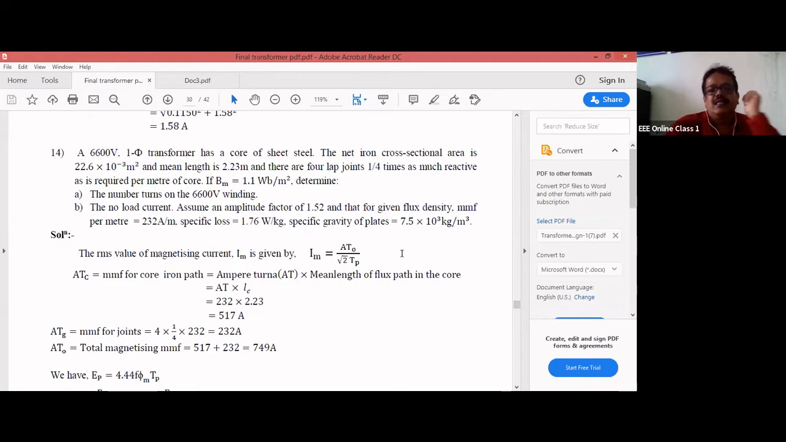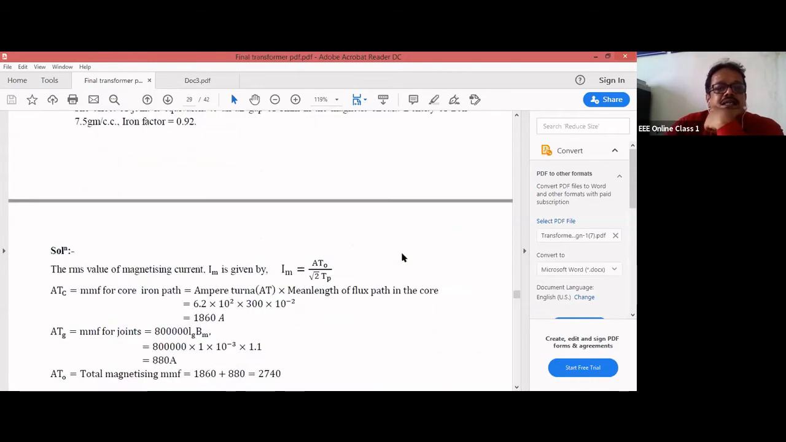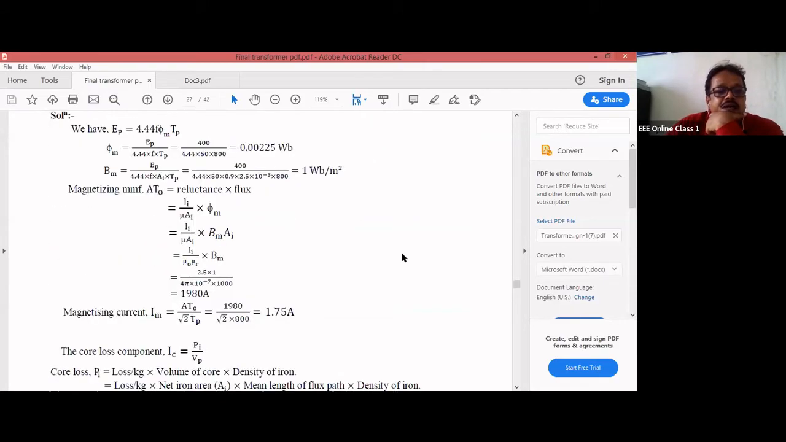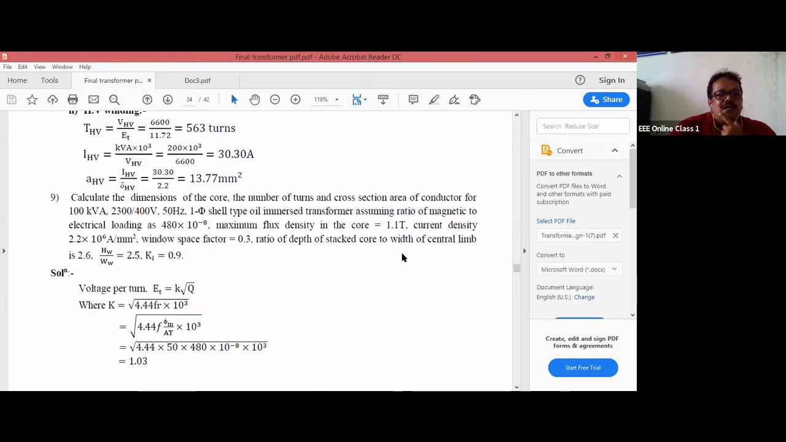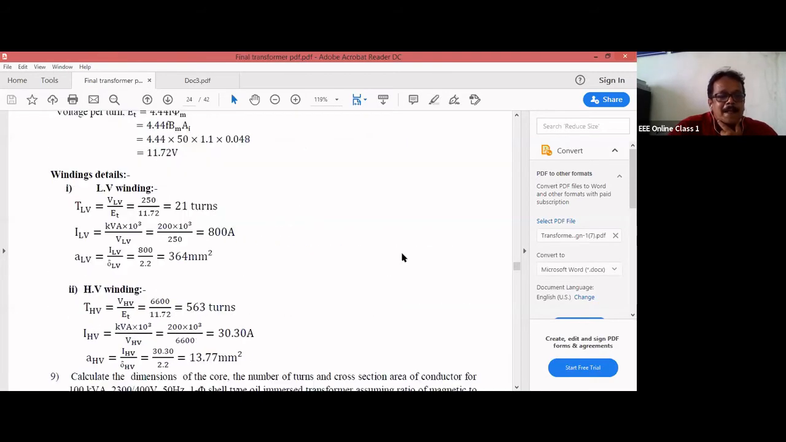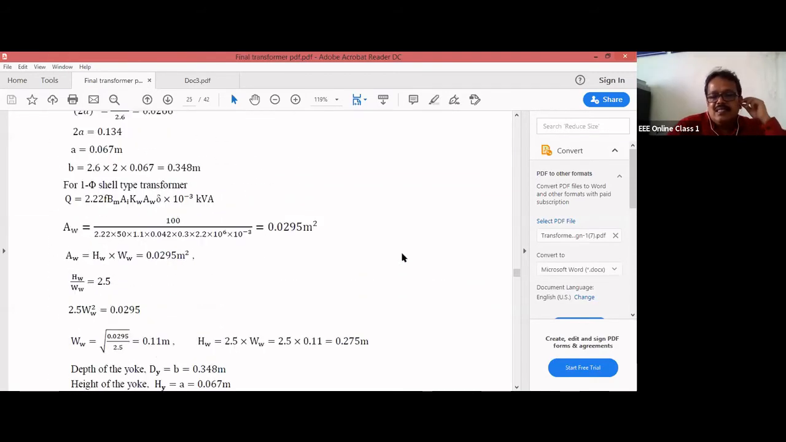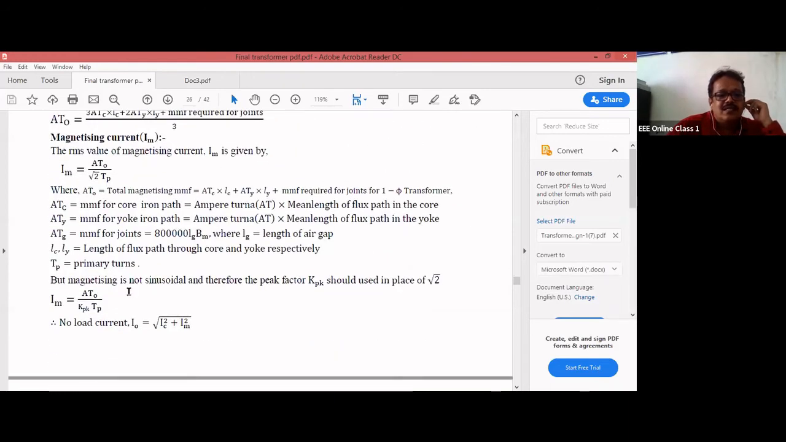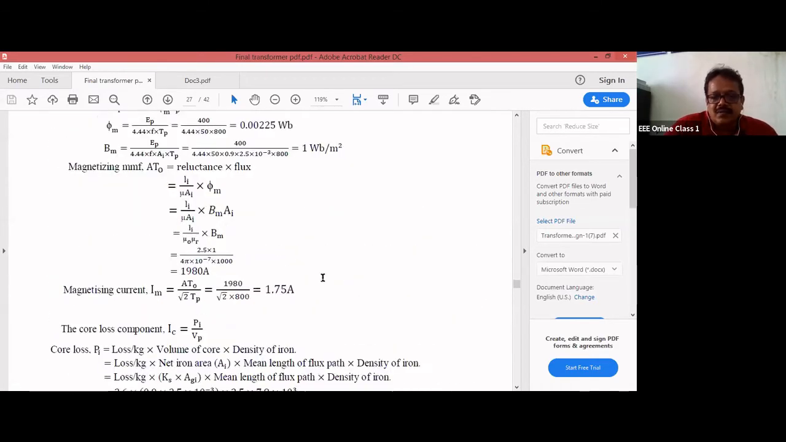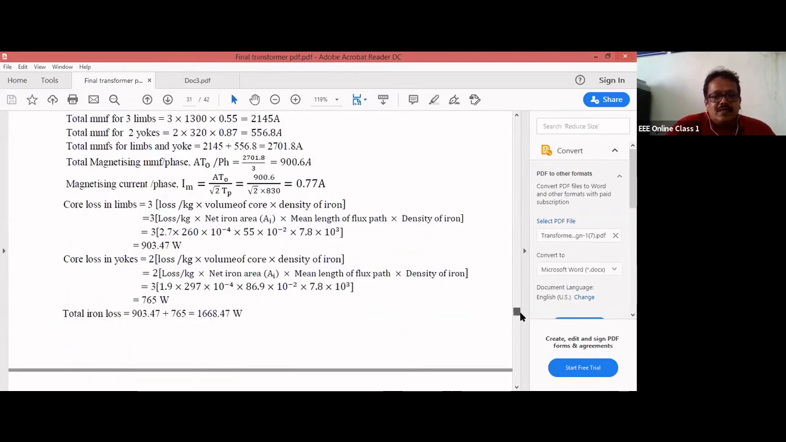So when I was telling the theory regarding this no load current, I went through one formula there. If you remember, when the magnetization is not purely sinusoidal, the peak factor Kpk should be replaced in the place of root 2. This concept we are going to take now, and we'll try to explain it.